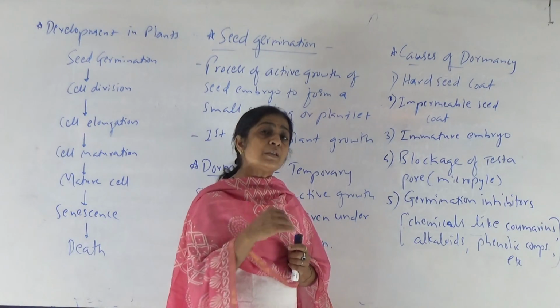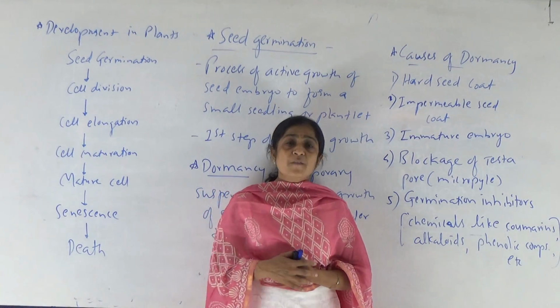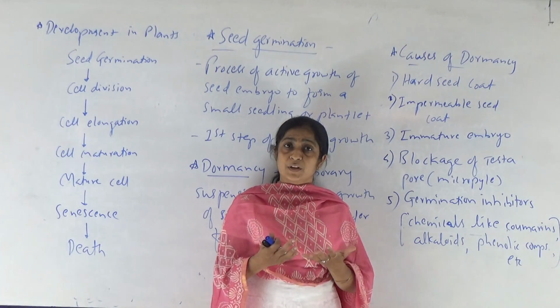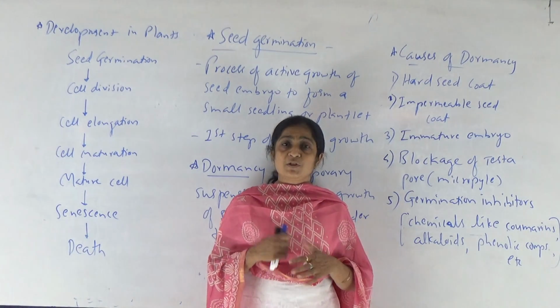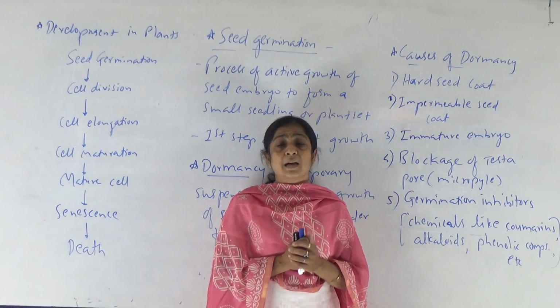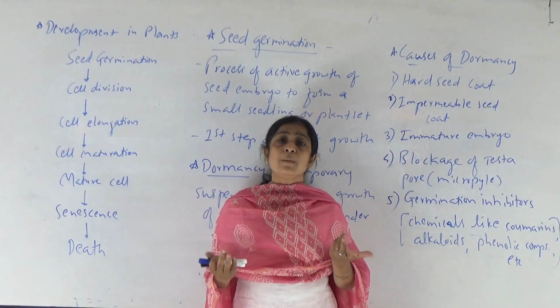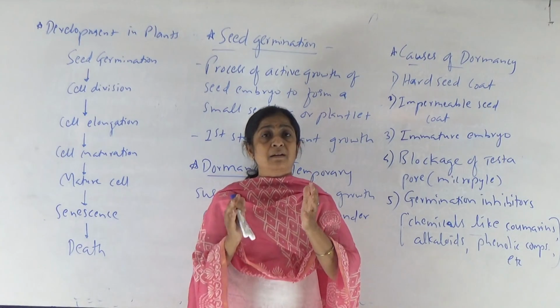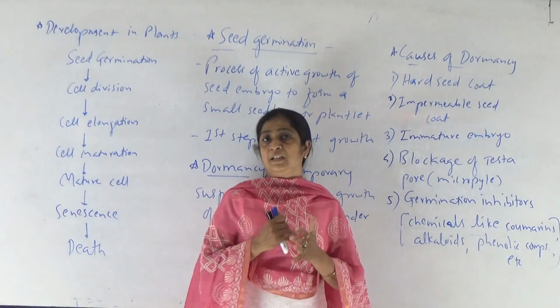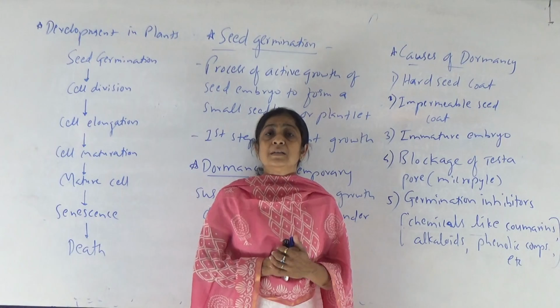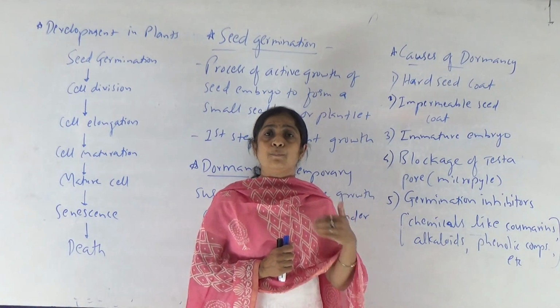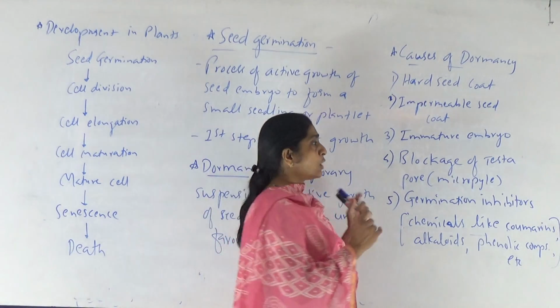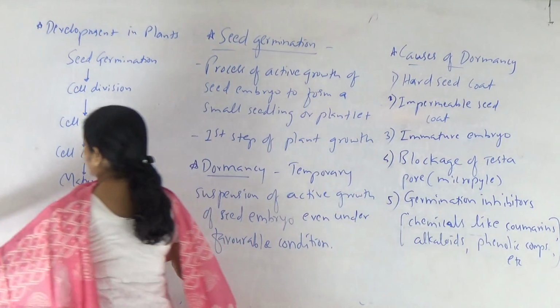Now what are the methods to break the dormancy? Suppose these causes are observed in food crops, which provide us food, and seeds are unable to germinate, then how can human beings get food? So farmers practice various methods to break seed dormancy, so that seeds are able to germinate and provide us food. So let's see what the methods for breaking seed dormancy are, right?